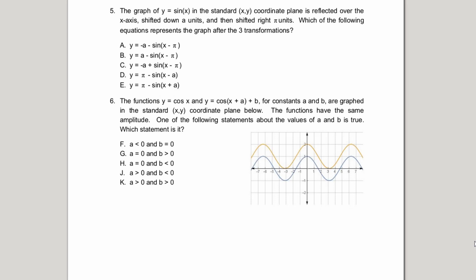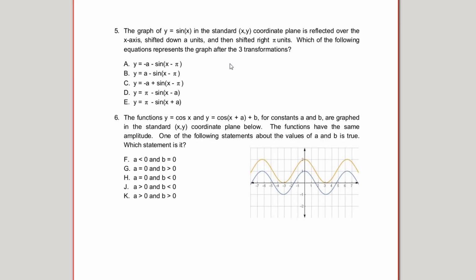Now taking a look at question 5, the graph of y equals sine x in the standard xy coordinate plane is reflected over the x-axis, shifted down a units, and then shifted right pi units. Which of the following equations represents the graph after the 3 transformations? So our basic equation for a sine function is y equals a sine of bx minus c plus d. Let's see what we've got here in our transformations.